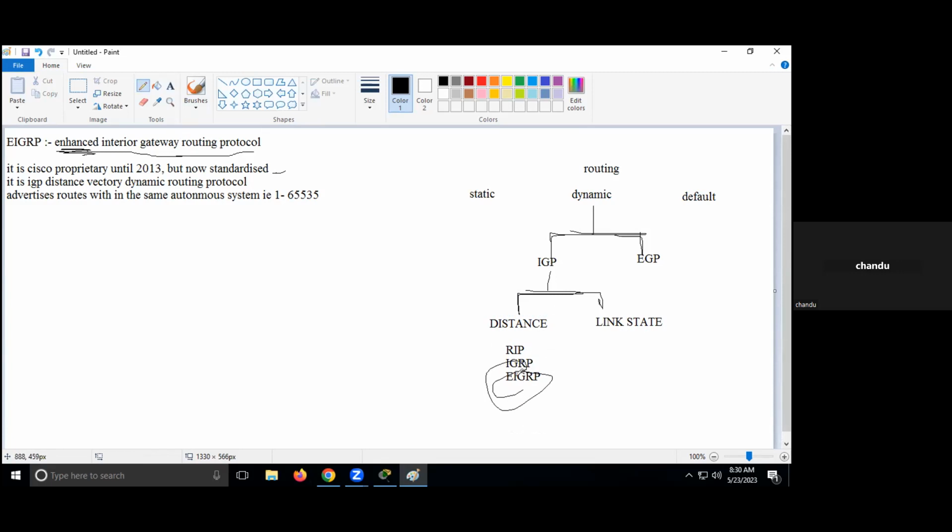So EIGRP is an enhancement of IGRP. It's a distance vector IGP dynamic routing protocol. It falls under the distance vector. EIGRP is going to advertise the routes within the same autonomous system. You see, I have a router and I have another router. This router 1 is connected with router 2.